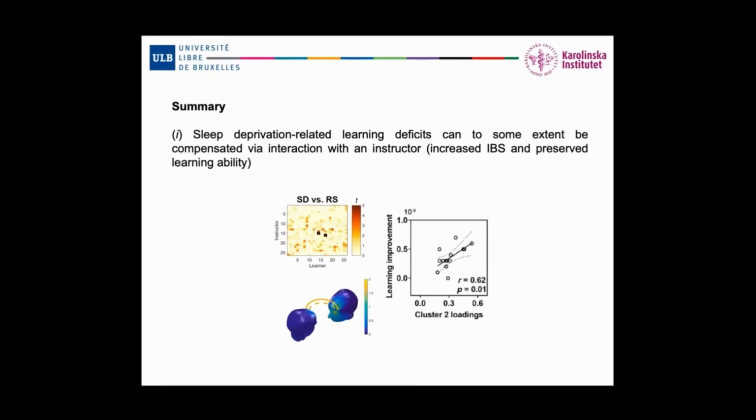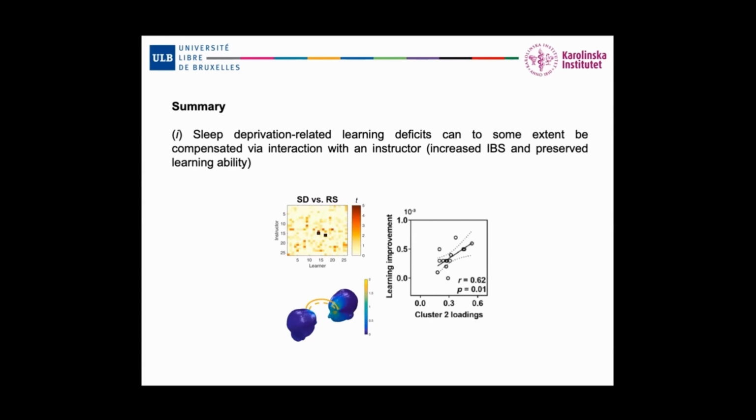To successfully achieve interpersonal alignment, both instructors and learners should recruit compensatory neural resources beyond those utilized after a regular night of sleep to keep in sync. In this context, additional enhanced interpersonal brain synchronization eventually supports the instructor-learner interaction to successfully improve the learner's performance.